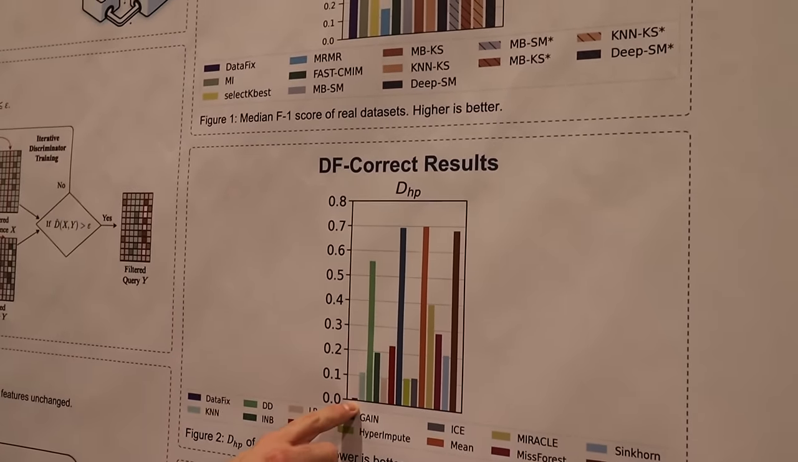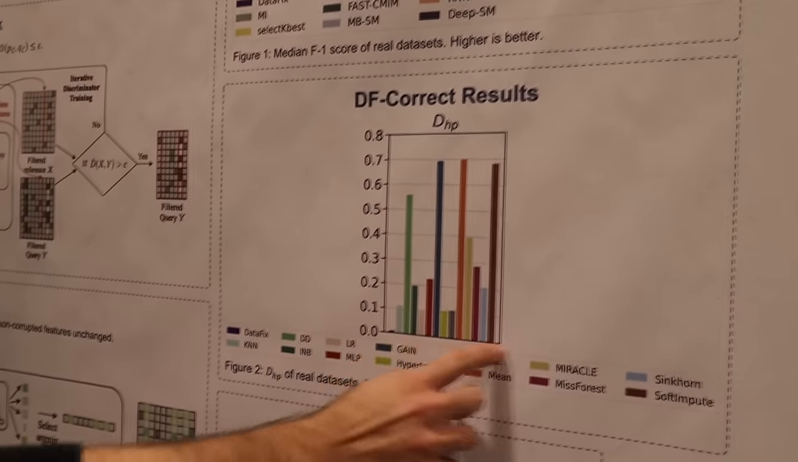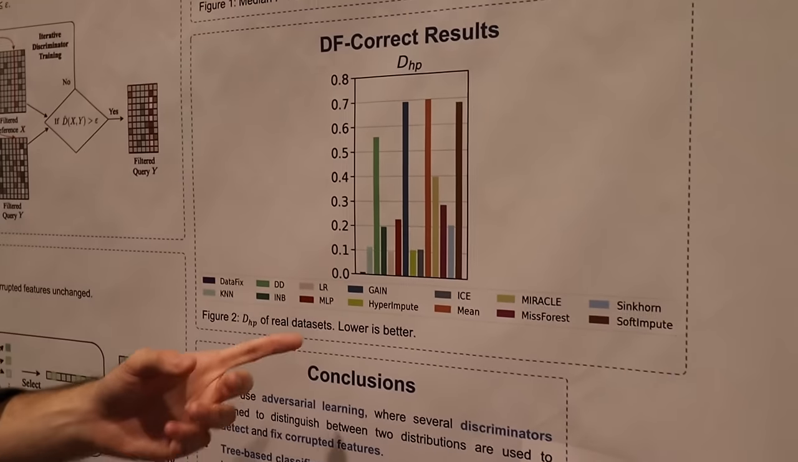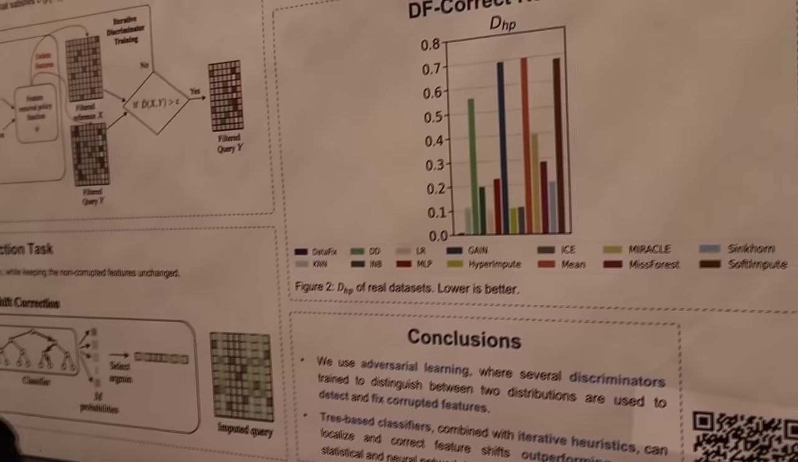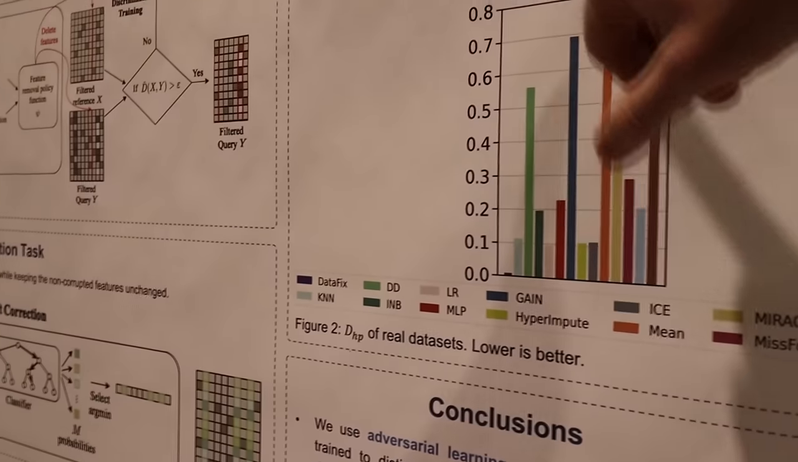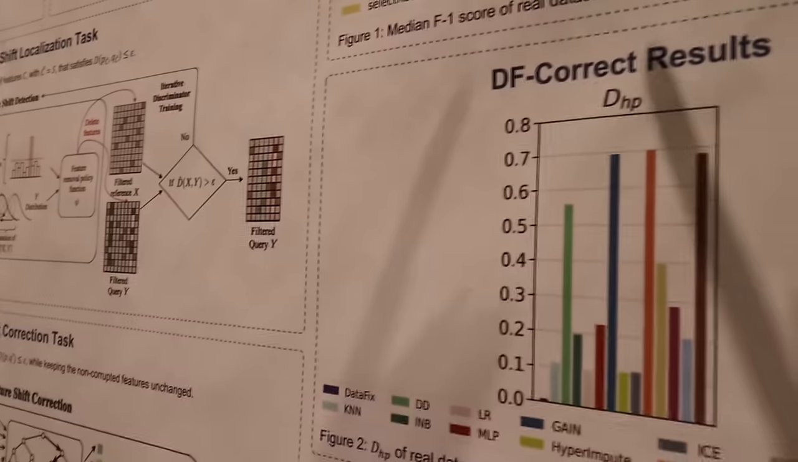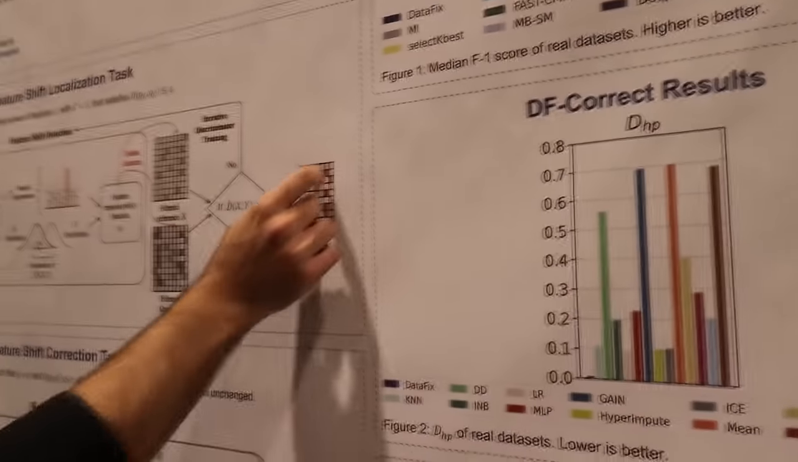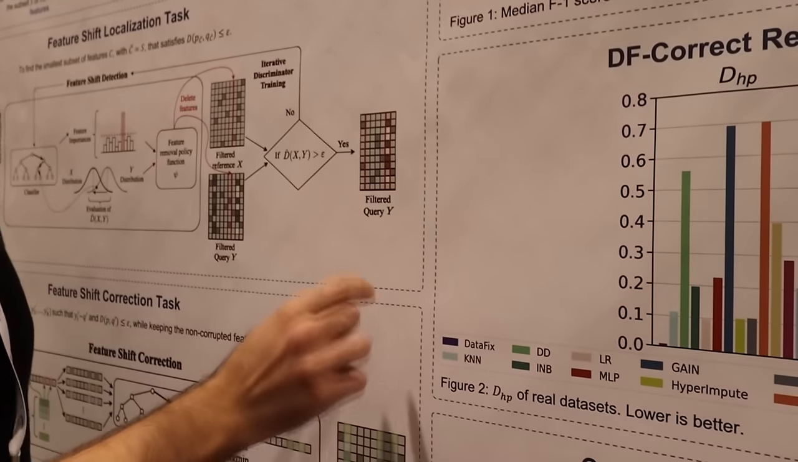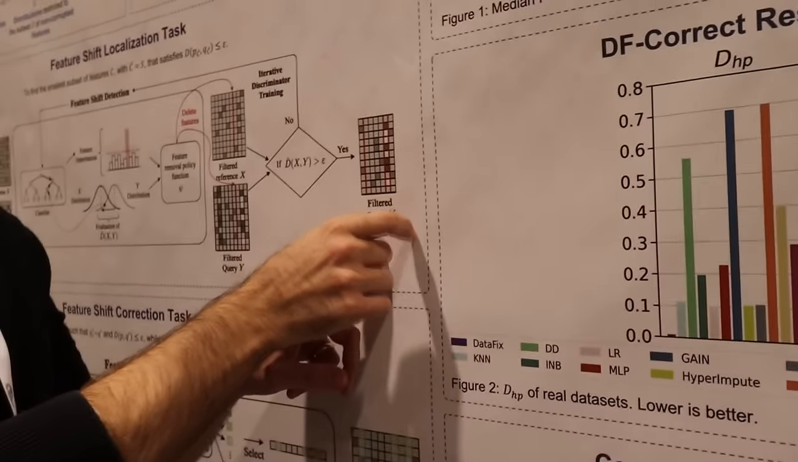And again, this dot here is our method, DataFix, and we surpass many of the other techniques, which are mainly imputation techniques, data alignment techniques, and some optimal transport techniques that we compare with. I'm wondering, the metrics here, what does this exactly say about the classifier? Like the F1 of what? So this is the F1 after you have detected these positions. Basically, it says how many positions you got correct.